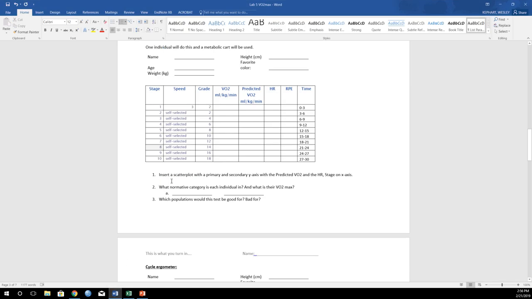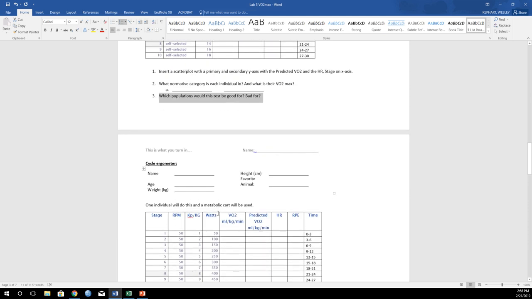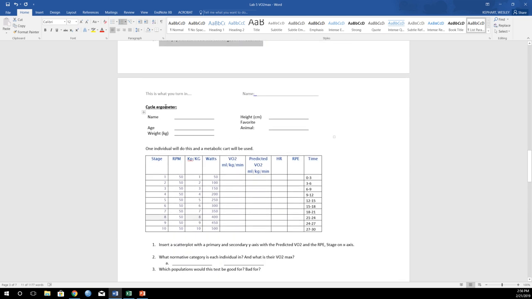You would copy and paste that scatter plot, put it right here, figure out what normative category they're in, and tell me what their VO2 max is. So that's just the highest level that they're at. Then think about what population this test would be good for and bad for. So for the cycle ergometer, it's fairly similar. So enter all of these things.